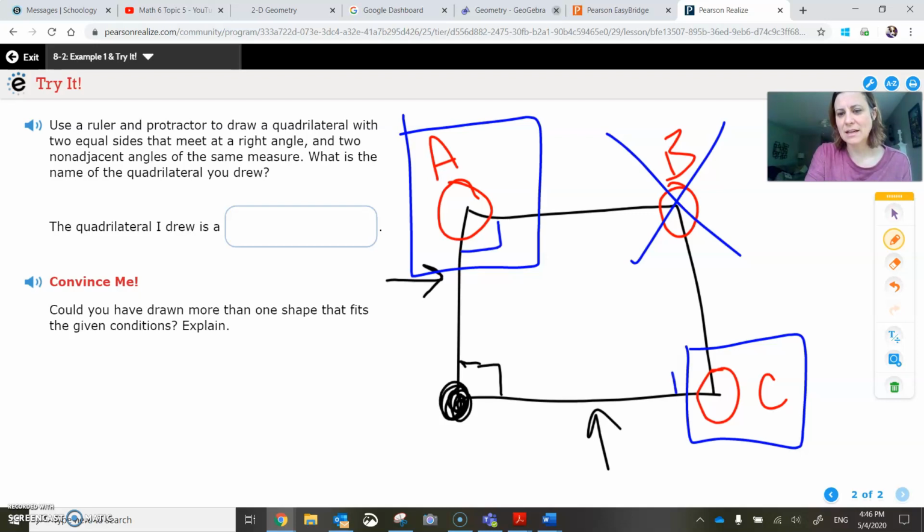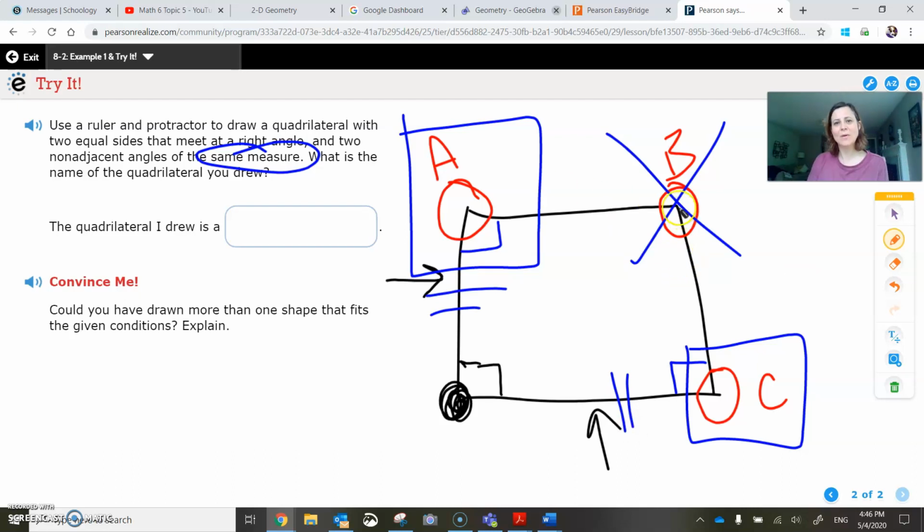If this was 90 and this was also 90, because they're supposed to have the same measure, that means the figure that you've drawn is now a square. It has to be a square. There's nothing else it can be, because this side and this side have to be the same length.